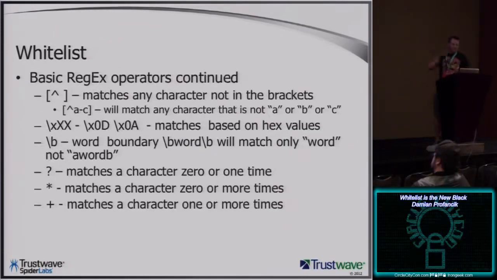If you have that caret inside of brackets, it means not, so it's a negating feature, basically saying not A, B, C. You can also represent hexadecimal values with the escape character and x and then the code. \b indicates a word boundary, so it's looking for white space on each side of the word. The question mark is basically saying it can exist or it cannot exist. Star is going to say zero or many times, and plus is going to be at least one time or many times.